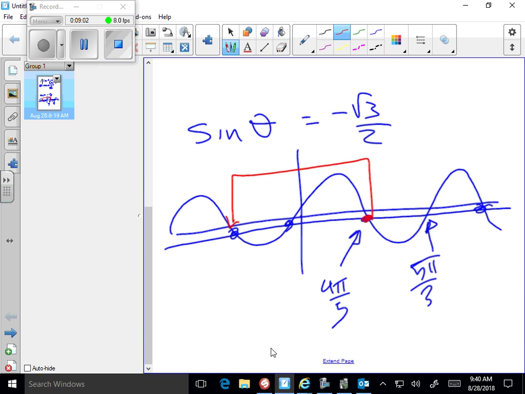Okay. Yes, Ben? I don't do it when the period of the function isn't 2 pi, which means I do it every time the period is 2 pi. If the period is not 2 pi, then I don't do it. I do something else. Okay? Okay. Cool.